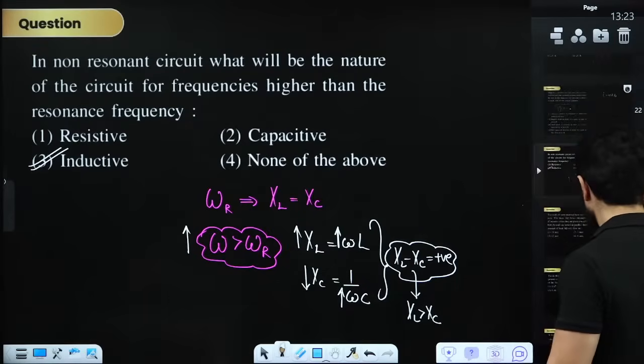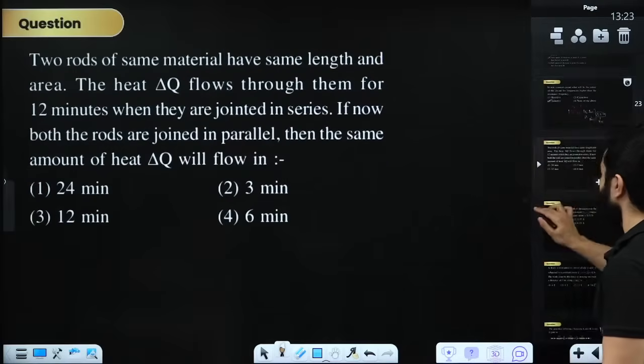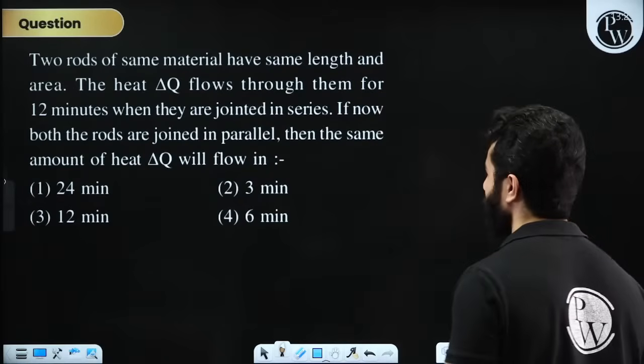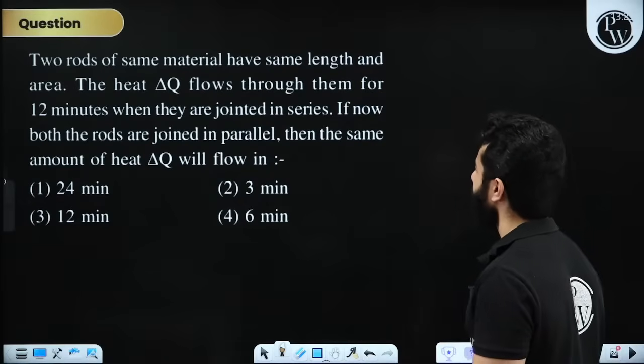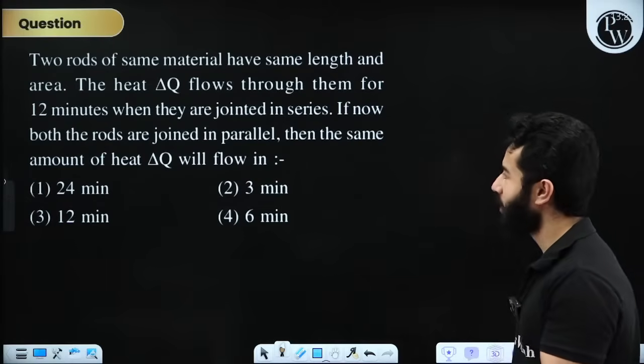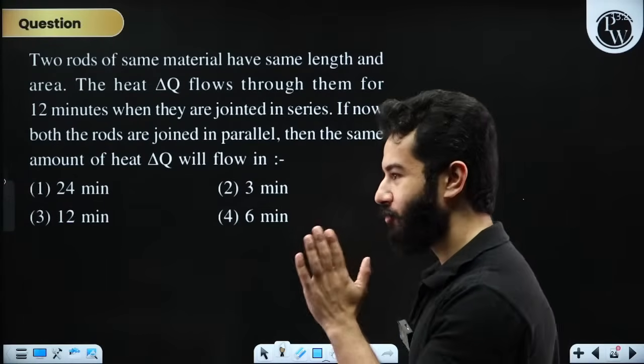Then I'll move on. Moving on to this question. Please read this question carefully. This is again a nice problem. Two rods of same material have same length and area. The heat delta Q flows through them for 12 minutes, right? For 12 minutes.